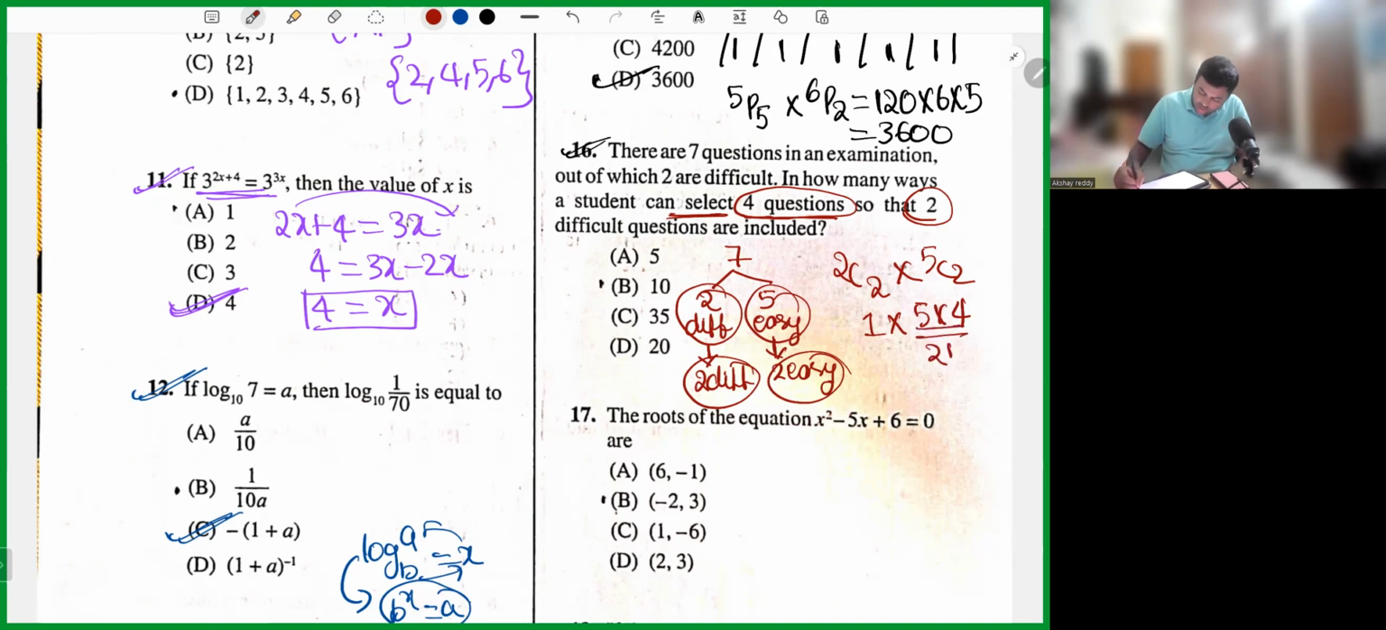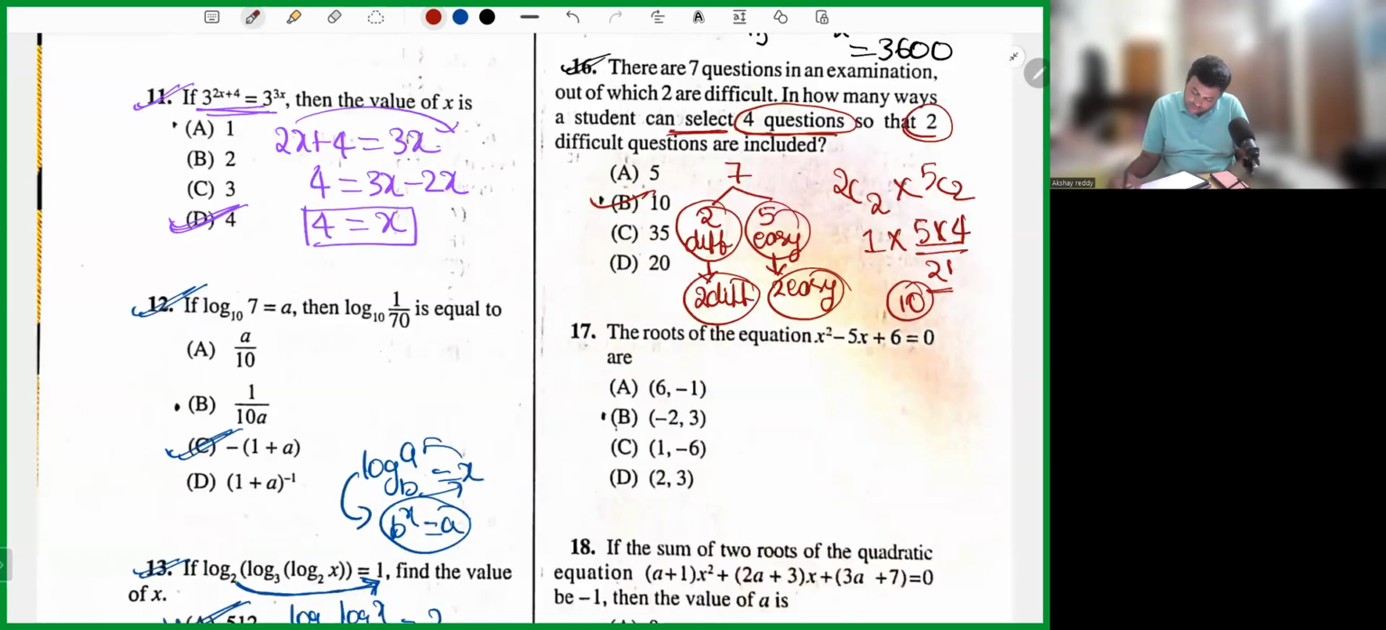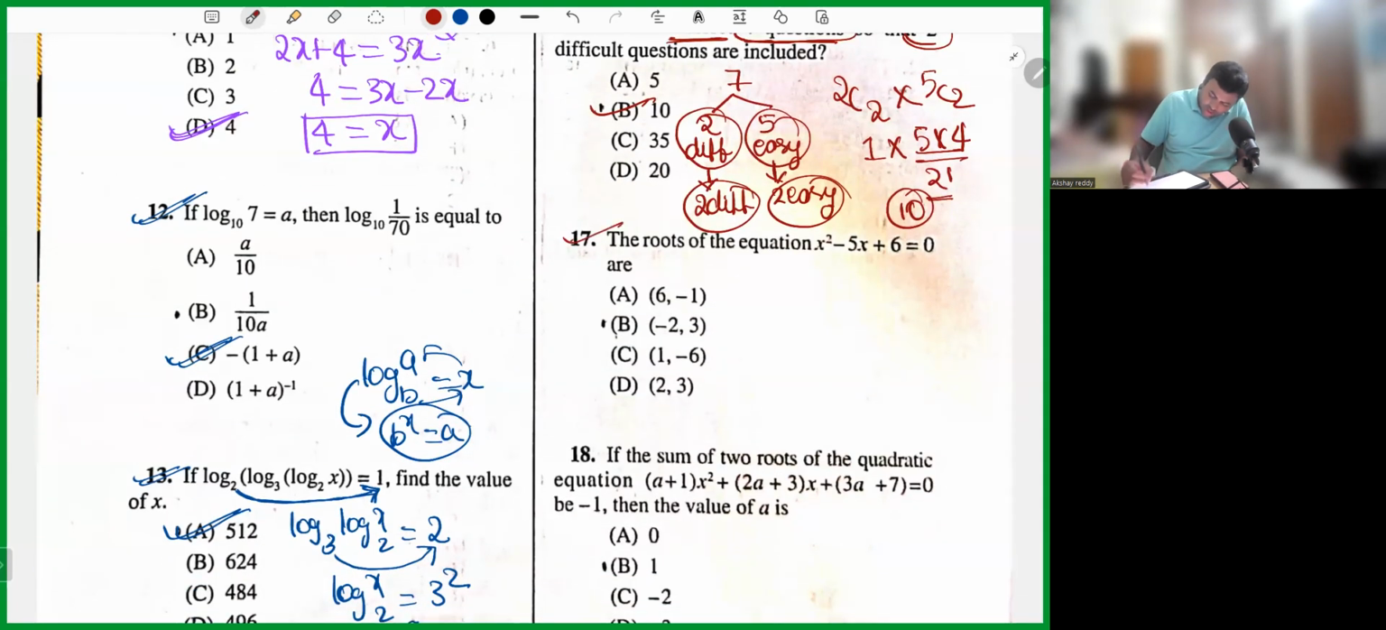5 into 4, 20. 20 divided by 2, 10. So what is the answer, my dear friends? Answer is 10. Next, question number 17. The roots of quadratic equation is given. You can solve it. It's very simple sum.